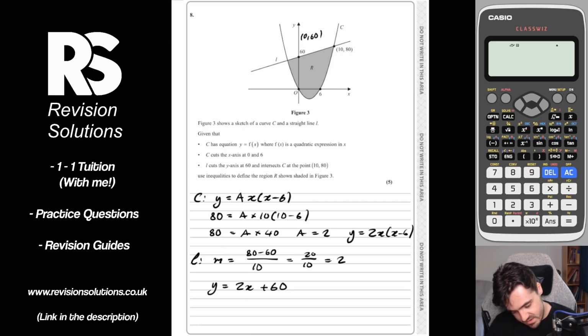And then the shaded region that we're after here, well, that's where the y-coordinates are below the straight line, but above the quadratic. So that means y is greater than 2x times (x minus 6), but less than 2x plus 60.